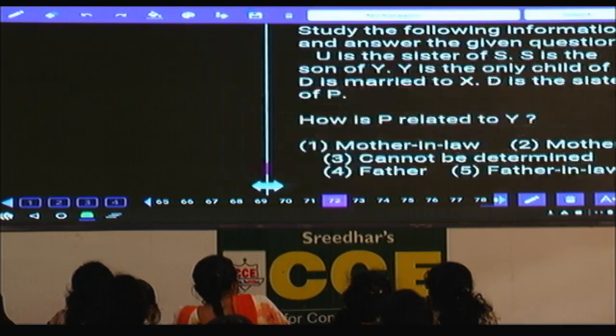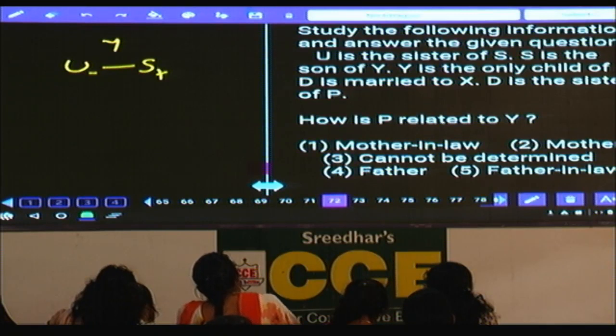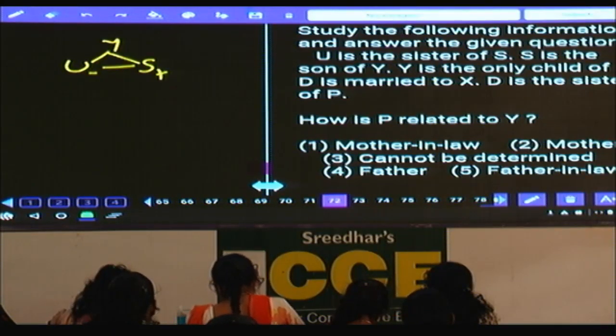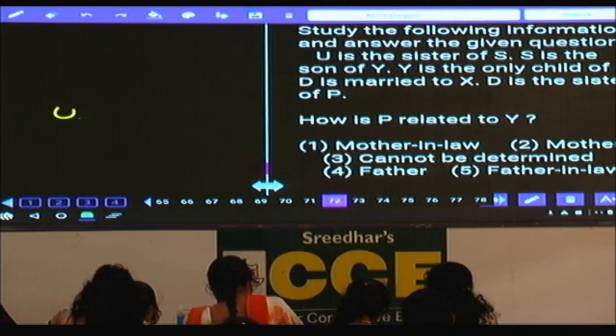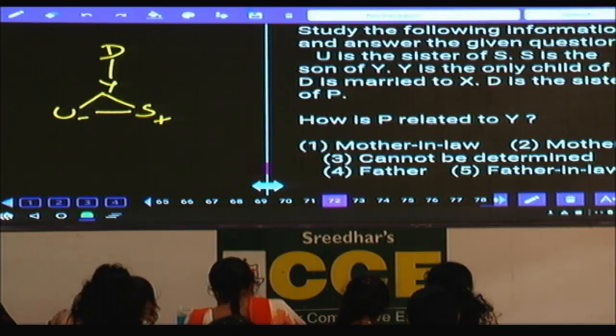Then 72 onwards. Now question number 72 to 75. U is the sister of S. How to represent this one? And S is the son of Y. Now U and S are the children of Y. Y is the only child of D, isn't it?